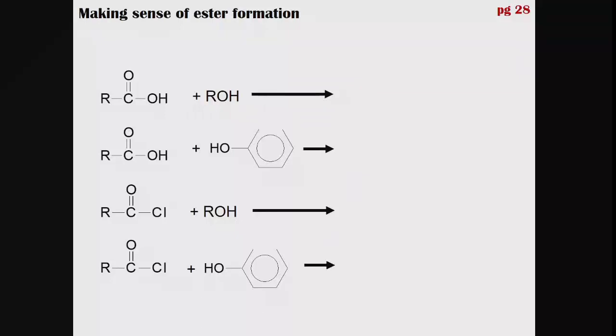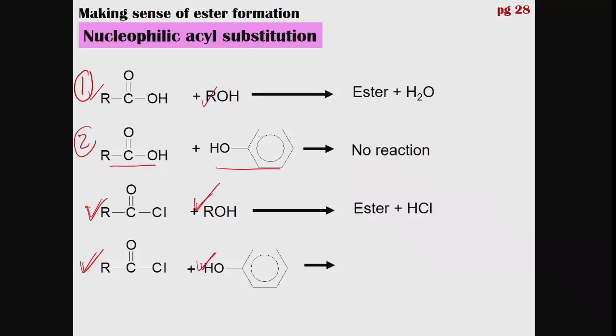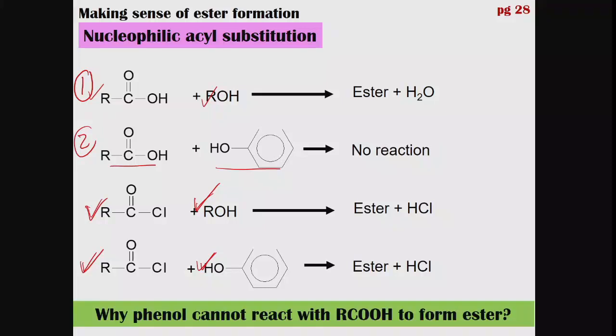With that, we will now do a summary on the formation of ester. When you look at the first one, carboxylic acid and alcohol, we can form ester. Now when you look at the second one, carboxylic acid with phenol, there is no reaction at all. But if you change it to acid chloride, it can react with both alcohol and phenol to give us the ester. You will need to know why phenol cannot react with carboxylic acid to form ester.